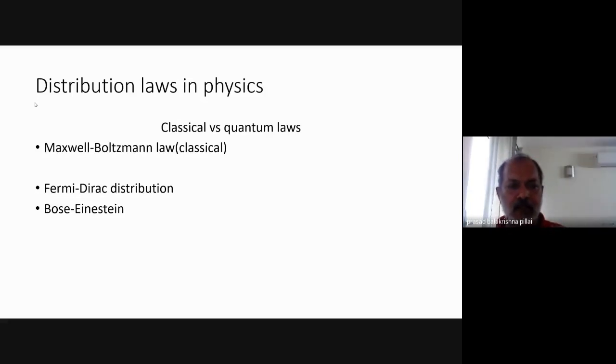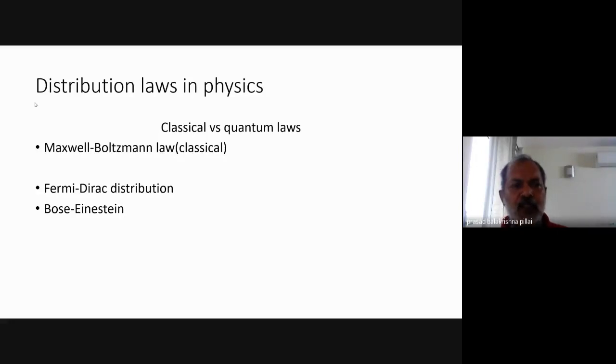We will not go into the details of the derivation of these distribution laws, but we will define them. We are interested in the Fermi-Dirac distribution, and we will see what it is and how it is different from the other two. That is all we will be discussing in today's presentation. I will not go into the derivation. One can always derive these distribution laws by invoking various physical principles. Somebody interested in the physics can go and do that.